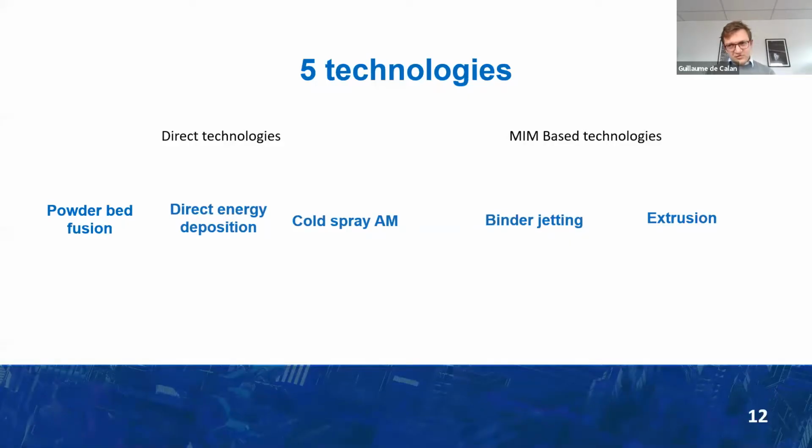So for a brief overview, of course, this is schematic. You have a lot of other technologies, but we decided to talk mainly about 5 technologies today. I'll name a few other ones at the end, but let's say the biggest one on the market at the moment: you have what we call direct technologies, powder bed fusion, direct energy deposition, cold spray. And you have what we usually call MIM-based technologies, and I'll go back a bit on that. You could also say sintering-based technologies, indirect technologies where you print what we call the green part and then you sinter it to get a dense ceramic or a dense metal.